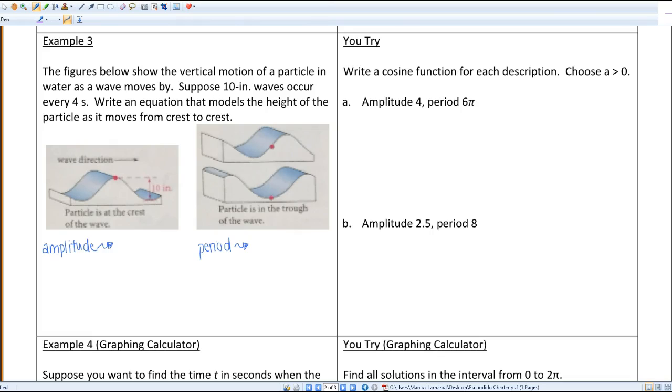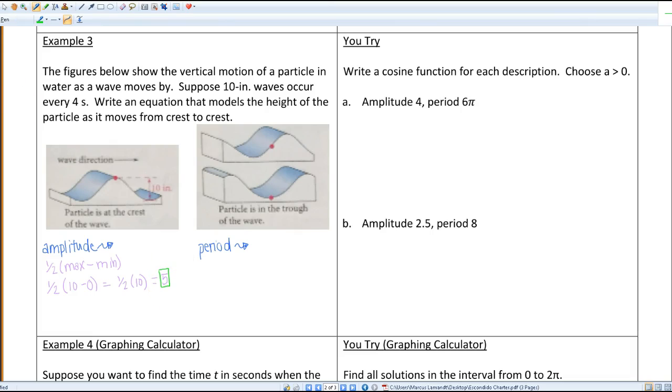Now, if you guys remember, I told you at the very beginning that the amplitude could be found using this equation: 1/2 times the maximum minus the minimum. Now, from the information in the problem and from this diagram here, if there are 10-inch waves, I know that the maximum height is going to be 10 and the minimum height is going to be 0. So I plug those values in. 10 minus 0 is 10 and half of 10 is 5. So my amplitude is 5.